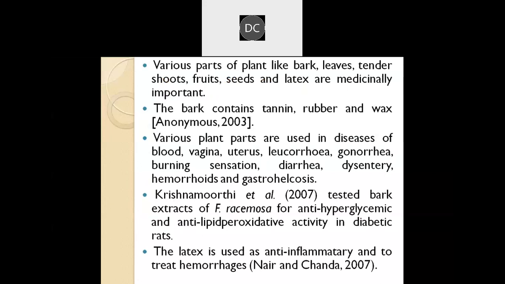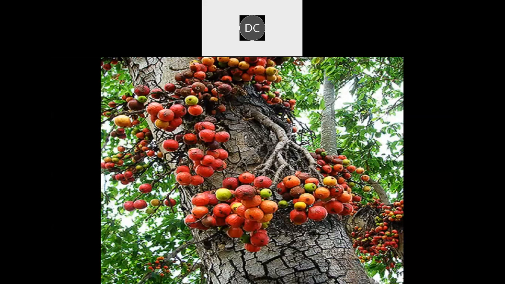Next, madam. Various parts of the plant like bark, leaves, tender shoots, fruits, seeds, and latex are medicinally important. The bark contains tannin, rubber, and wax. Various plant parts are used in diseases of blood, vagina, uterus, leukorrhea, gonorrhea, burning sensation, diarrhea, dysentery, hemorrhoids, and helminthiasis. The bark extract shows anti-hyperglycemic and anti-lipid peroxidative activity in diabetic rats. The latex is used as an anti-inflammatory and to treat hemorrhages.